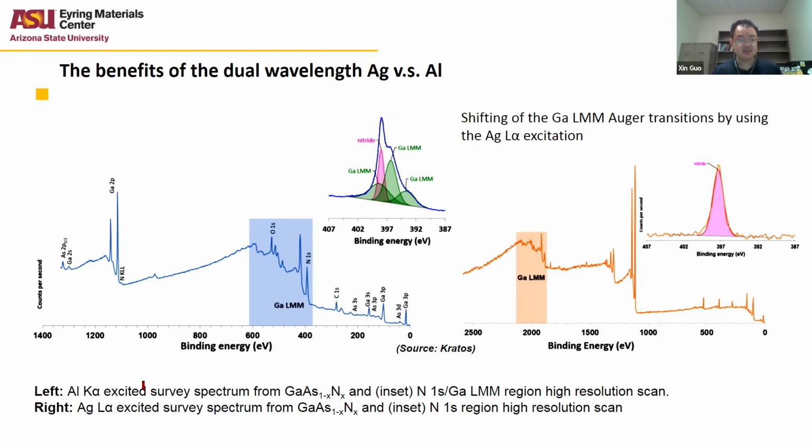If we use the silver L alpha to excite the same material, we can shift the Auger transition from gallium to a much higher binding energy level and get a clean and sharp peak shape for nitrogen 1s. That is ready for accurate quantification.